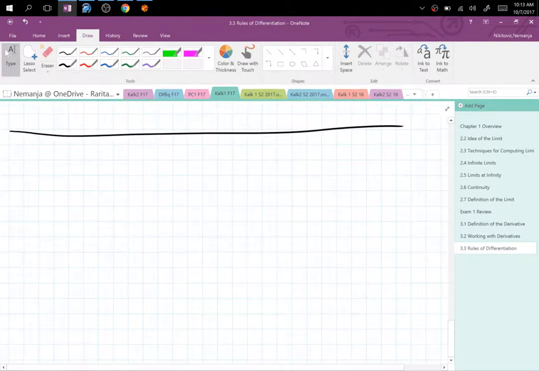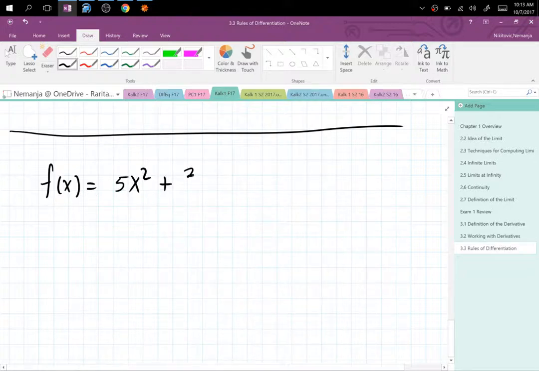So let's see. What's the derivative of the function f of x equals 5x squared plus 3 over x minus e to the x. What do you have?